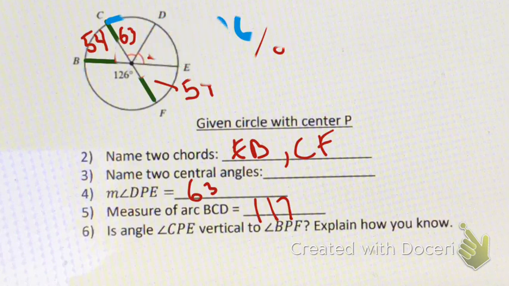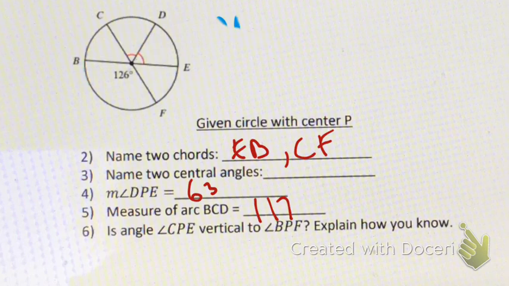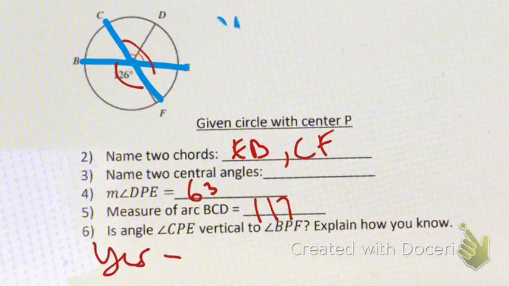Okay. Is angle CPE vertical? Let's erase and check. Let's go back. So we're looking at CPE. CPE, that's this one. And is that vertical to BPF? Yes, it is. They're vertical angles because they're made up of 2 diameters. They just go right through the center.